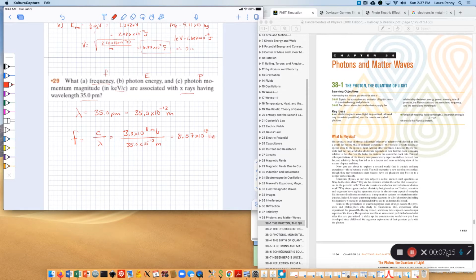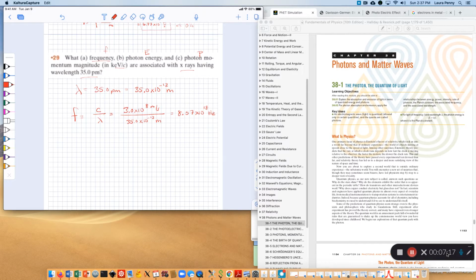That's part A. The photon energy is h times f. Again, I'll probably use Planck's constant in electron volt seconds. I could do it in joule seconds, but I'm going to do it with this. So multiply that frequency times 4.136 times 10 to the negative 15.